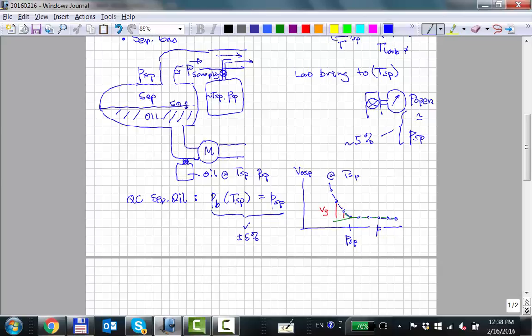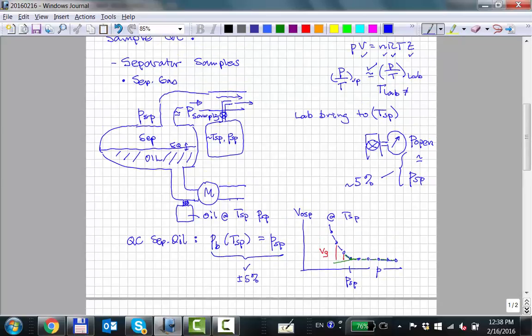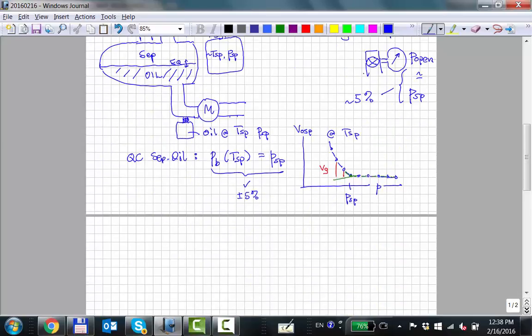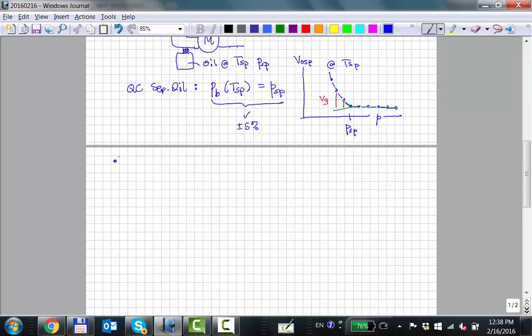So those are really the only two QCs that are done. Okay. Now, for bottom hole samples, conventional, what else basically is you have oil.